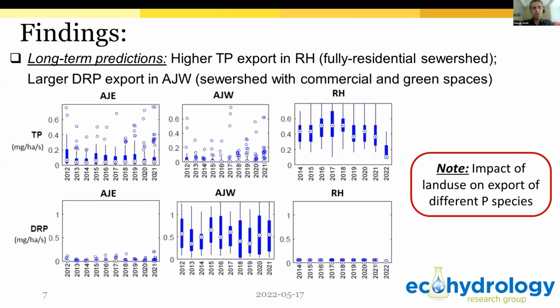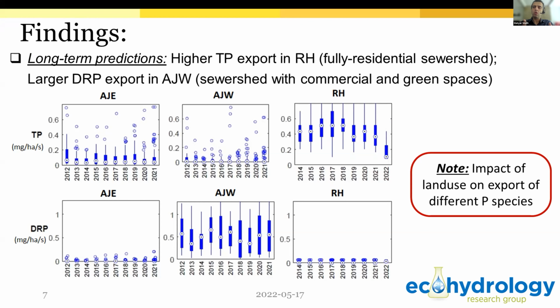So when we looked at long-term predictions, when we compared these three sewer sheds, we noticed that Richmond Hill, which is a fully residential sewer shed, had the highest normalized export of total phosphorus, as you see on the top right panel.